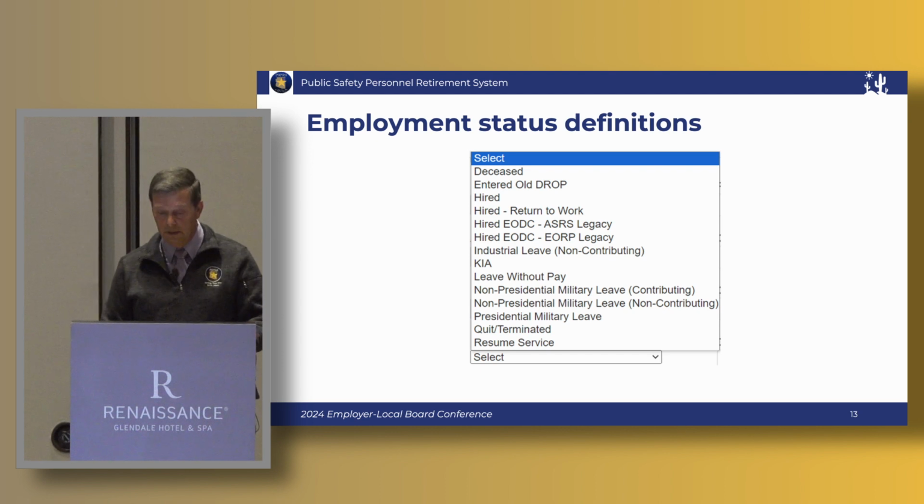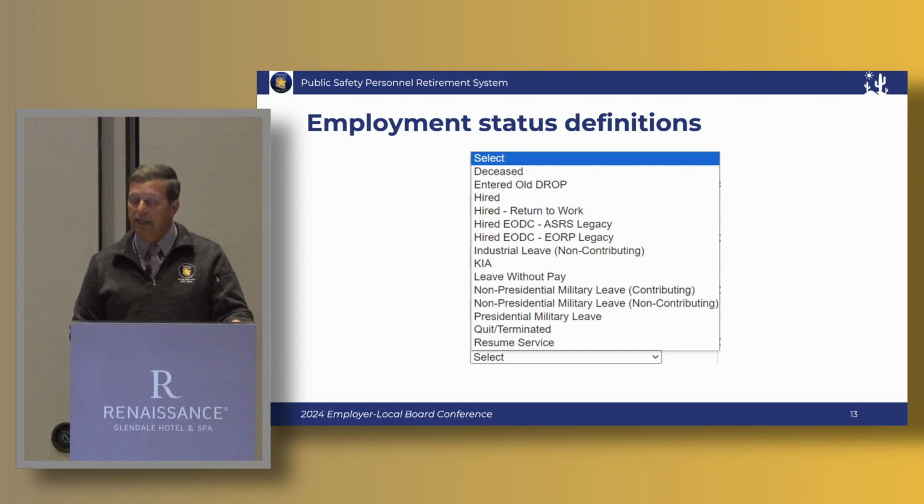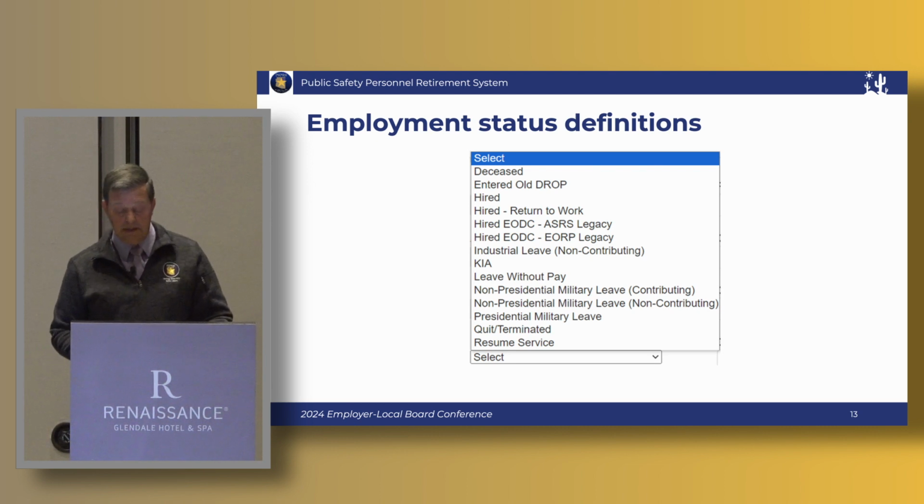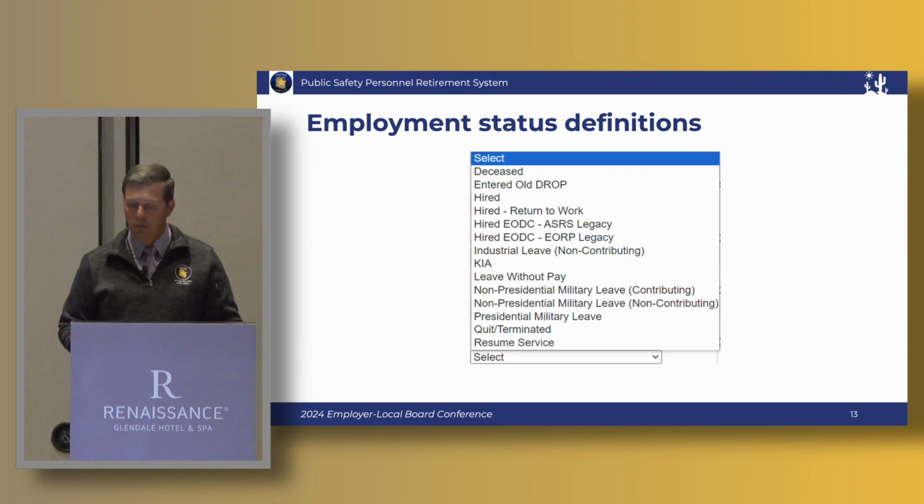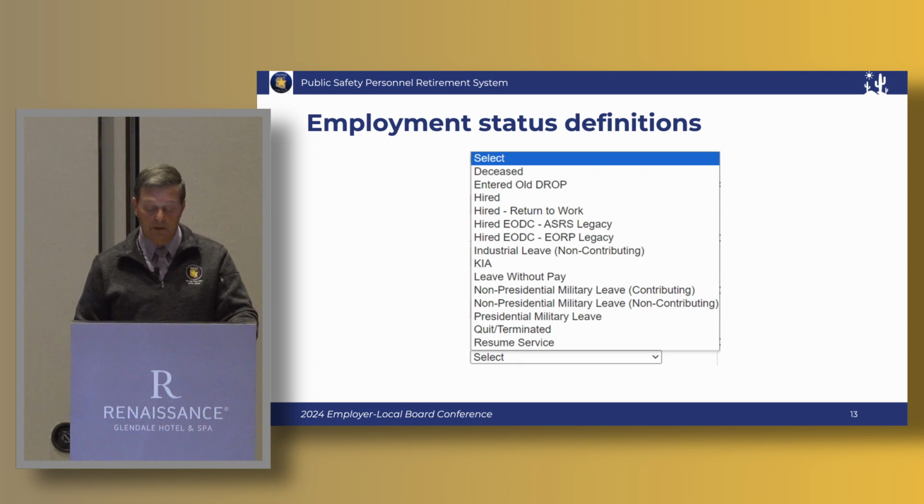Another one that rarely comes up is the hired EODC or the EORP legacy. Hired status is used when an employer is hiring a newly staffed, appointed elected official. So that's when you're going to use that one. Industrial leave has been coming up more and more lately. It's used when an employer has determined that a member will be on a non-paid or unpaid leave and that the leave is directly tied to work-related industrial leave.